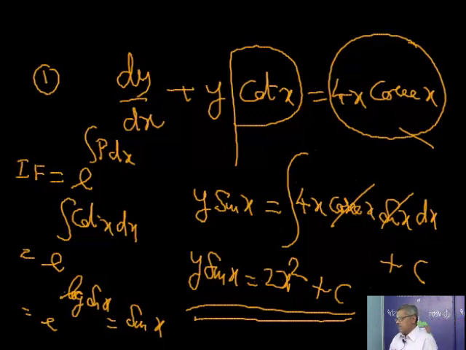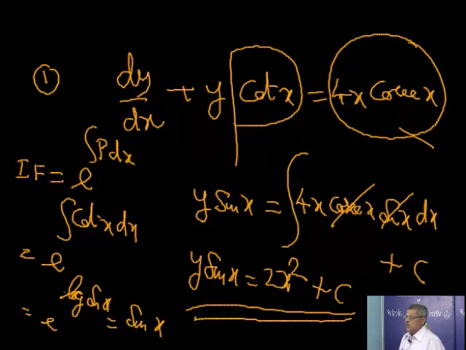Integrating factor is e power integral p dx. P is cot x, so e power log sin x. Integral cot x is log sin x. E power log f x is the function. So therefore, y e power integral p dx is y sin x. Q e power integral p dx is sin x dx plus c. Therefore, integrating this, you get 2x square, because x square by 2, 4 by 2 gets cancelled. We get 2x square plus c.